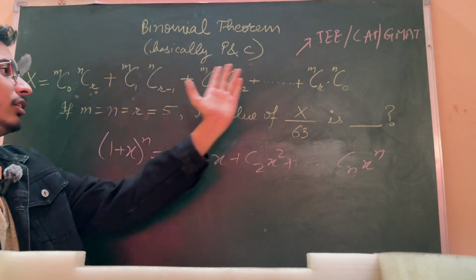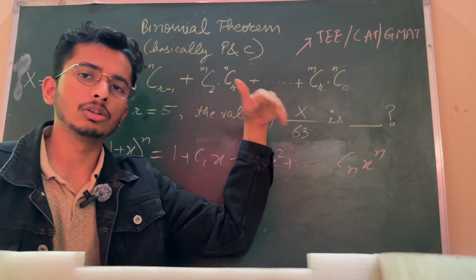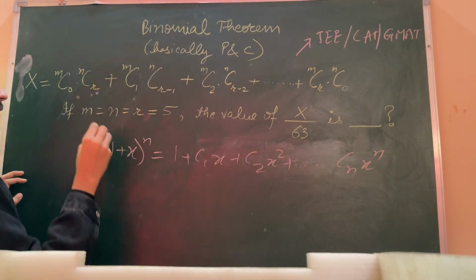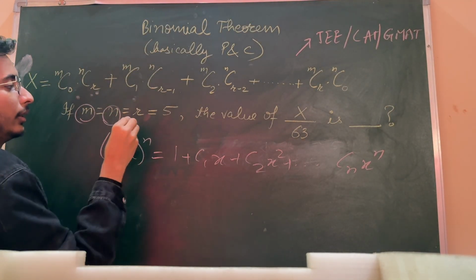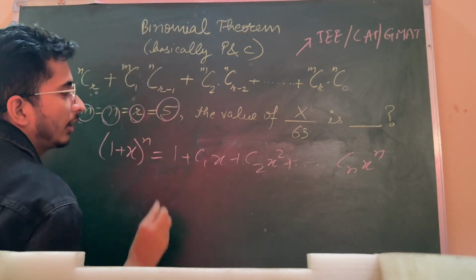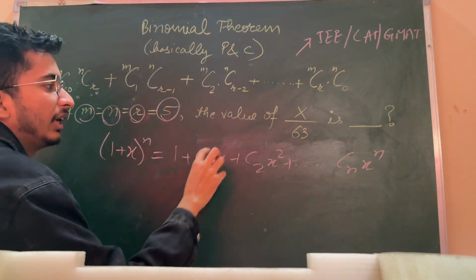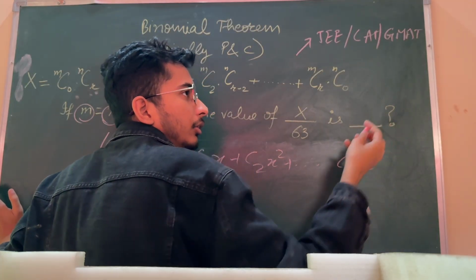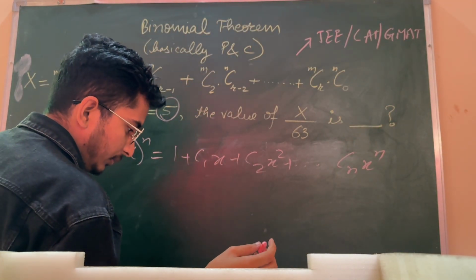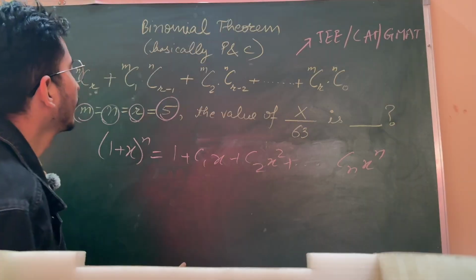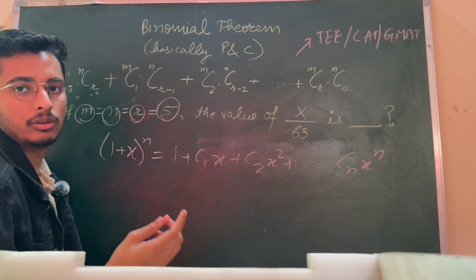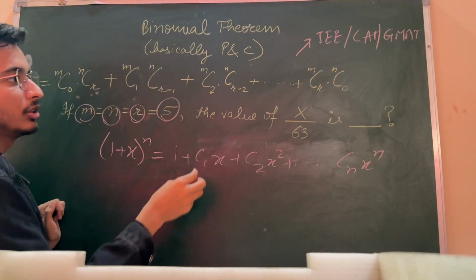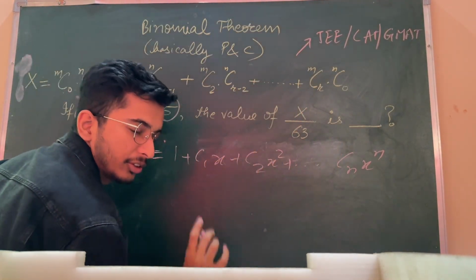This is a very easy question if you do it by my method, which I'm going to teach you. This expression looks like an ugly expression, although it is not. But anyway, we'll evaluate it, and we are given that m = n = r = 5. We have to calculate the value of x upon 63, and that is going to be an integer-based question. Now a normal person would put these values in this expression, evaluate it, and divide it by 63.